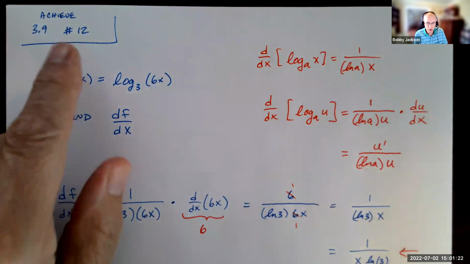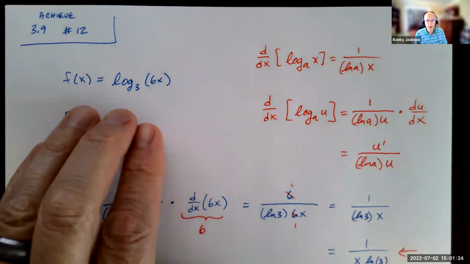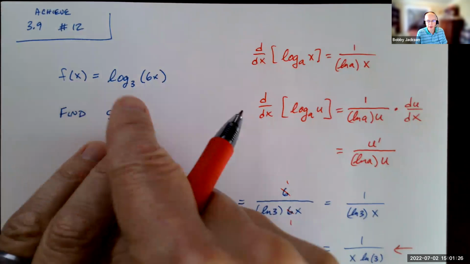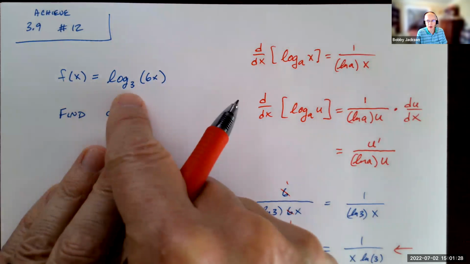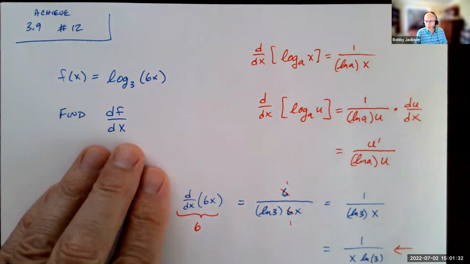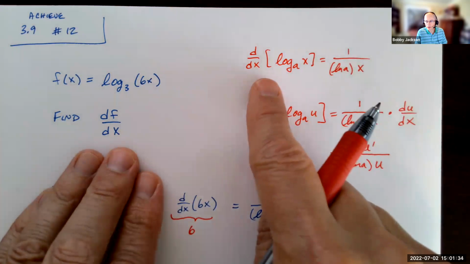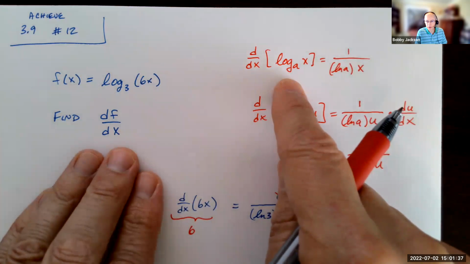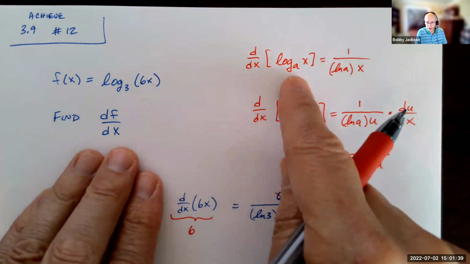So let's look at number 12 in section 3.9. It is finding the derivative of this function, log base 3 of 6x. And as a reminder, in the lecture video, we derived the derivative for the general logarithmic function, right?